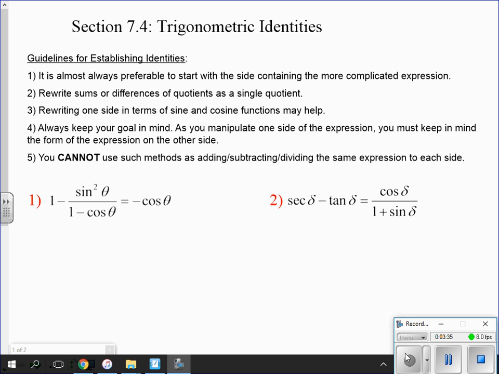Okay, so those are the rules. And like I said, the last one is the only hard and fast rule. Most of the rest of them are pretty much strong suggestions. Okay, strong suggestions.